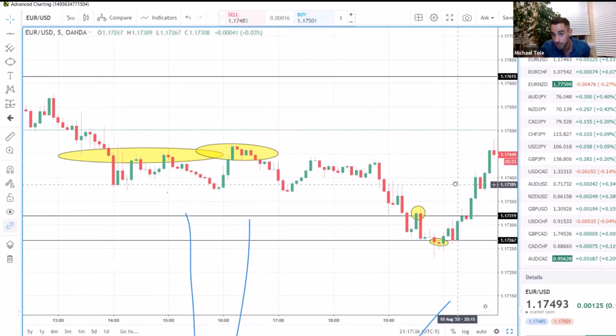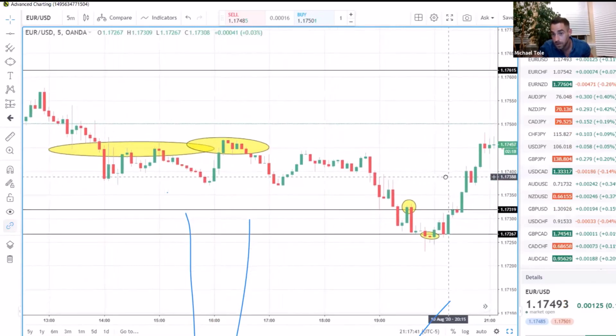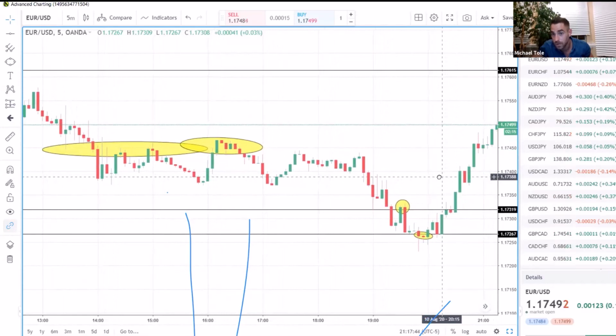Green, red, still up when it's red, still up with the setup, still up with the setup, sideways biased up with the setup, sideways biased up.